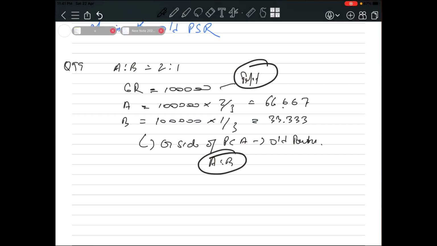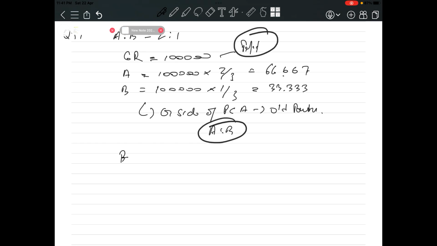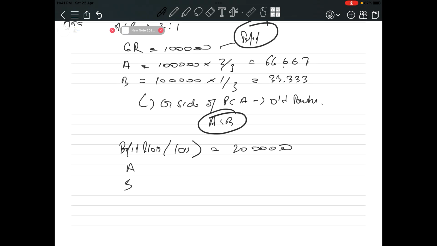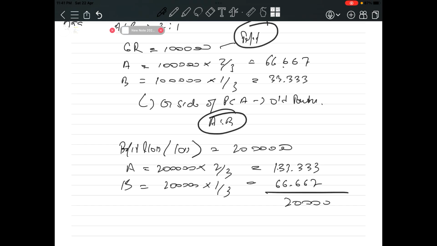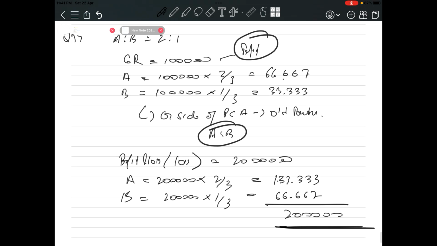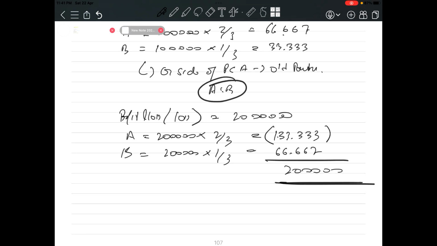Let's talk about loss of 2 lakh rupees. What will be the treatment? Okay, profit and loss, this is a loss. Okay, so 2 lakhs. So what will happen? How much will A bear the loss? 2 lakhs into 2/3, into 1/3. Okay, so what will be the answer? 1,33,333 minus 66,667. Okay, so this is how it will be. So now this will be in the bracket.